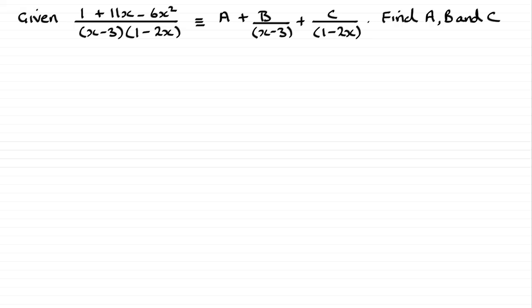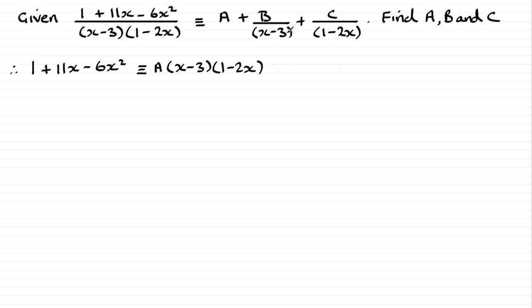So for this question then, we've got to take this fraction here, express it in partial fractions, finding the constants a, b and c. Well, what we could do is multiply both sides by this denominator here, x minus 3, 1 minus 2x. And if we do that, we're therefore going to have on the left 1 plus 11x minus 6x squared. And when it comes to multiplying the a with this denominator, we're going to get a times x minus 3 multiplied with 1 minus 2x.